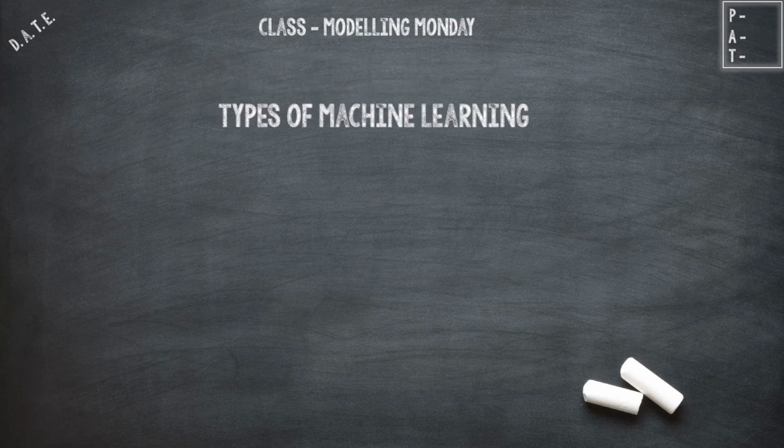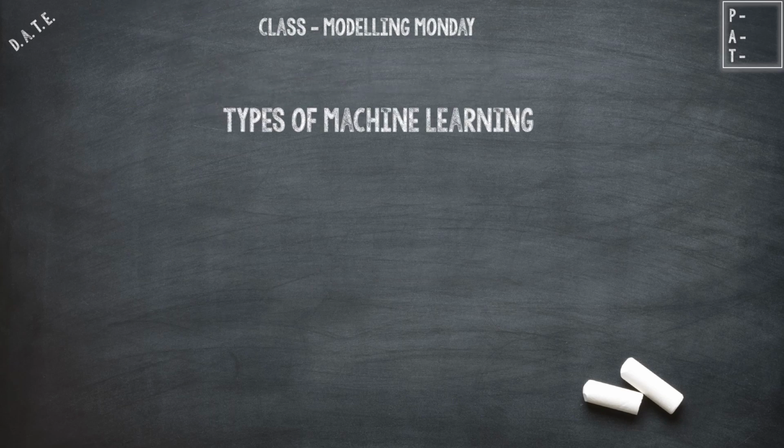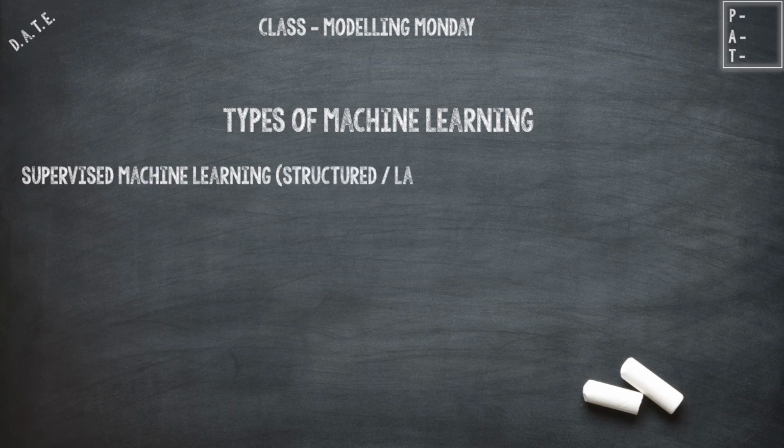Therefore, before we discuss modeling in detail, let's see the types of machine learning. Number 1, supervised machine learning. In this, we ideally should have structured or labeled data in which we can easily identify what are our inputs or X's and what is our output or Y.